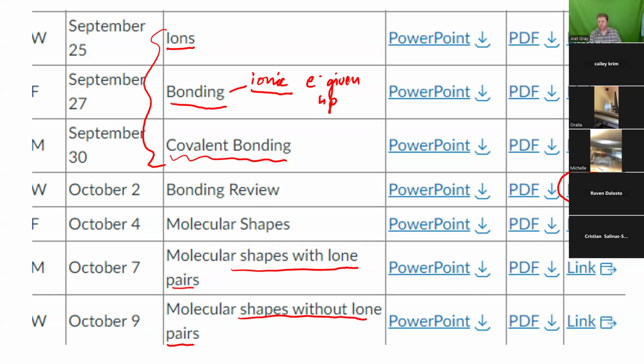Do we have a specific time we have to take the exam, or is it open all day?